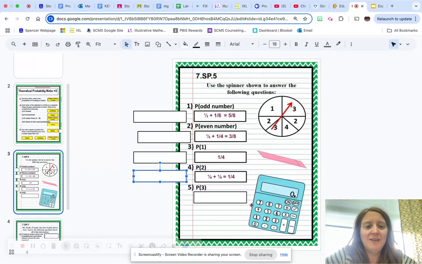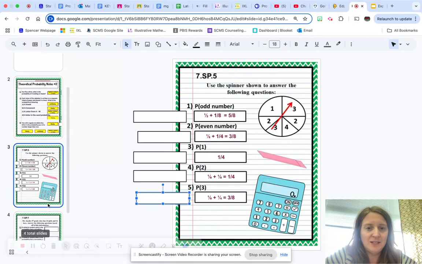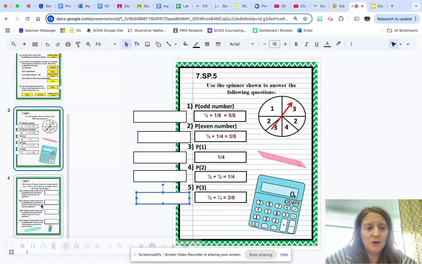And then the probability of getting a 3. We've got this one that's 1/4, and we've got this one which is 1/8, and 1/4 plus 1/8 would be 3/8 because 1/4 is like 2/8. All right, pause the video if you need more time, and then we're going to go on to the third slide.